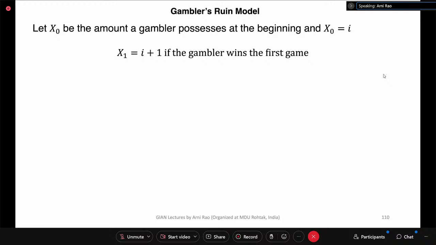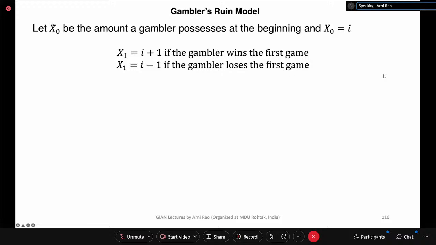So you see that each time, with initial amount x0, the gambler goes with 5 rupees in the pocket, and each time he wins a game he gains 1 rupee, making 6 rupees, or loses and has 4 rupees. So X1 equals I+1 if the gambler wins the first game, and X1 equals I-1 if the gambler loses the first game.